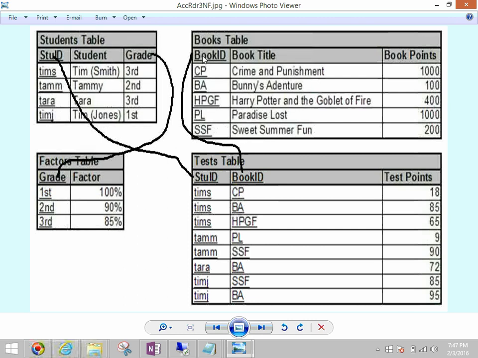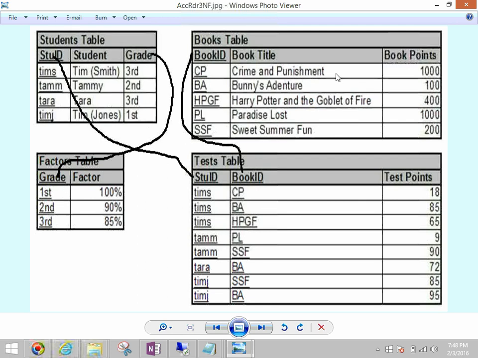Another set of facts are what are the books available? And now think about what happens if Tammy leaves. Well, when we get rid of that record, all we lose is Tammy. Maybe we need to take out some of her tests to go, but we don't lose the fact about the second grade, and we don't lose the fact that Paradise Lost is also worth 1,000 points.